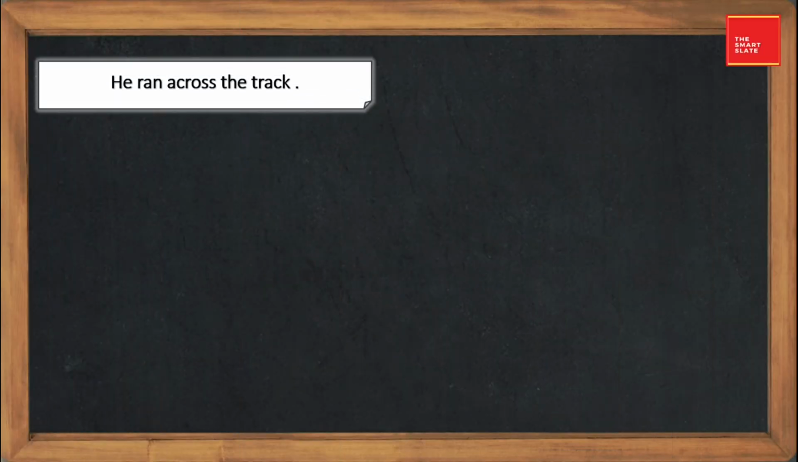Looking at the examples to understand in a better way: he ran across the track. So the place here is the track, but where? So he ran across the track. Across shows you the proper place or position where someone has done something.